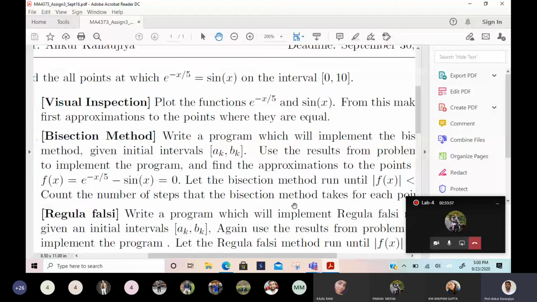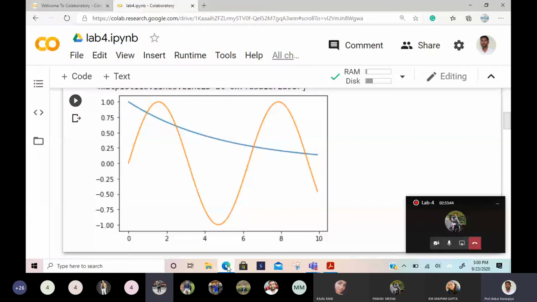So from the picture I will show again. Can you tell me which interval you will choose? If you want to find this root, which interval you will choose? 0 to 2. Because we don't know, suppose this is 1, we don't know if it is 1 or not, so we will choose 0 to 2.